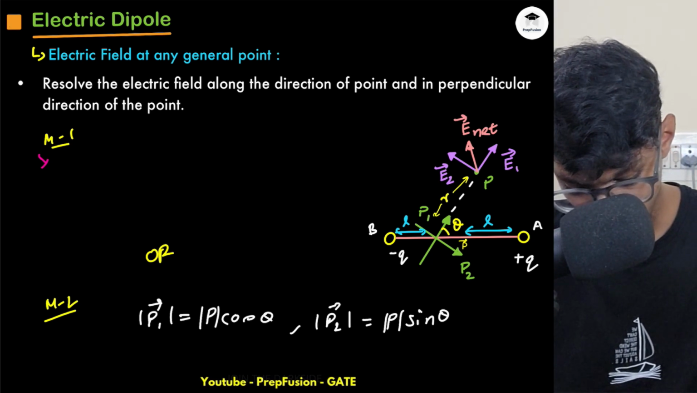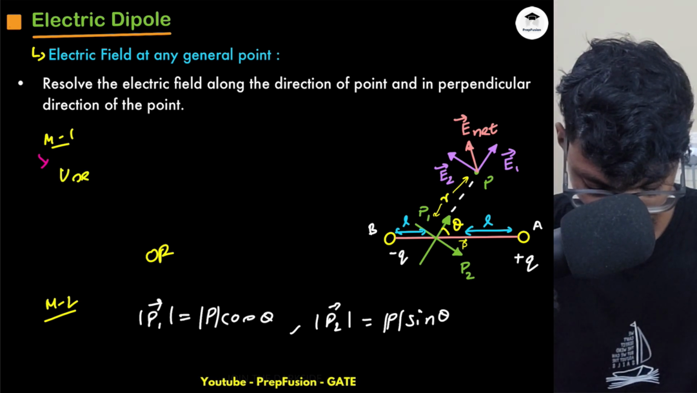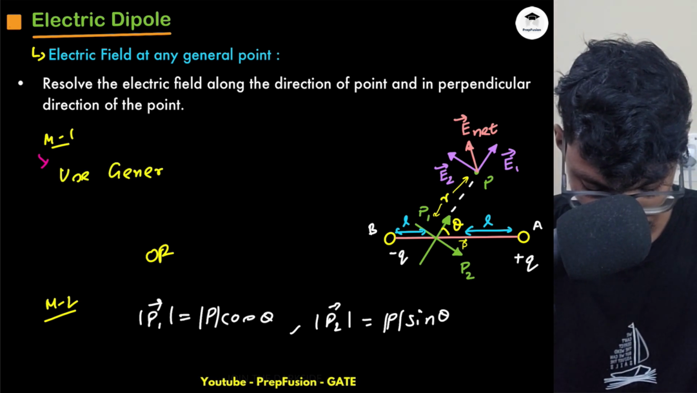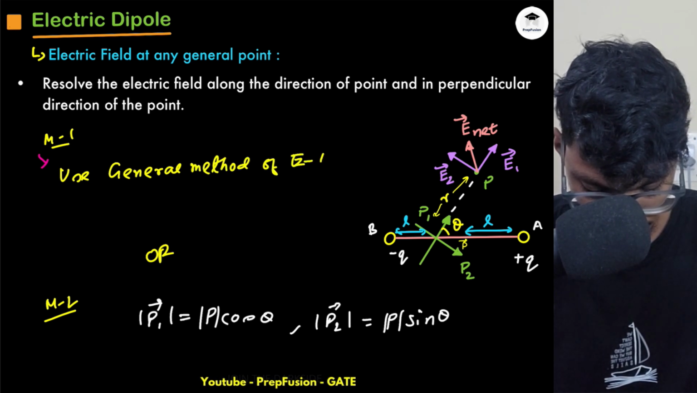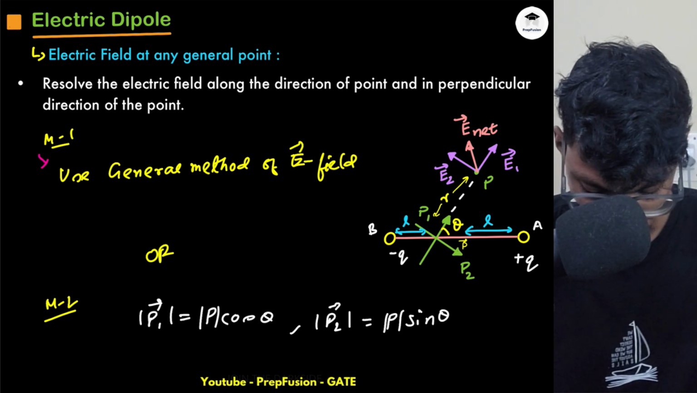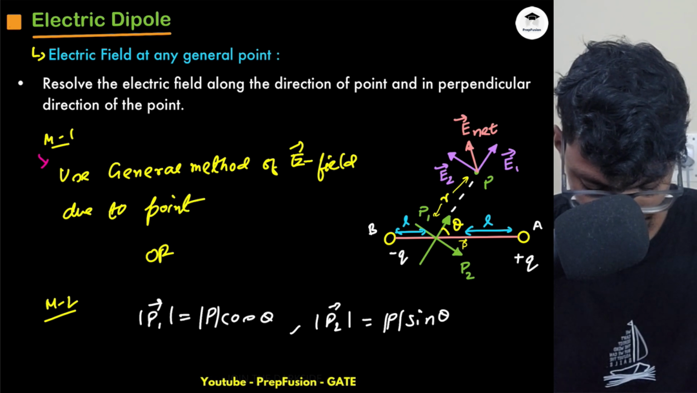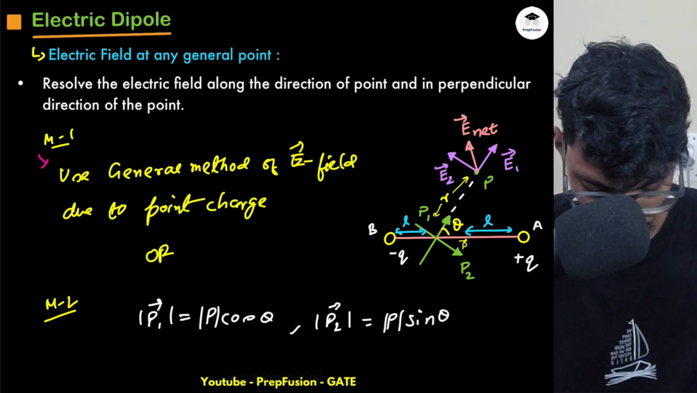So the first method is to use the general method of electric field due to a point charge.